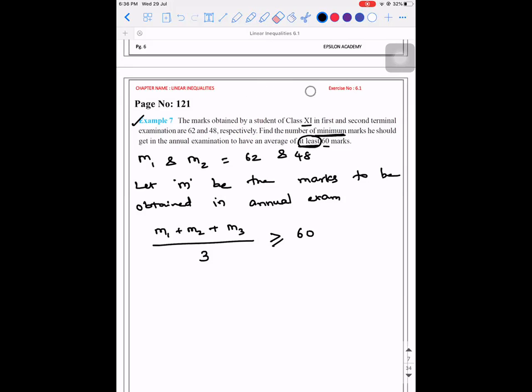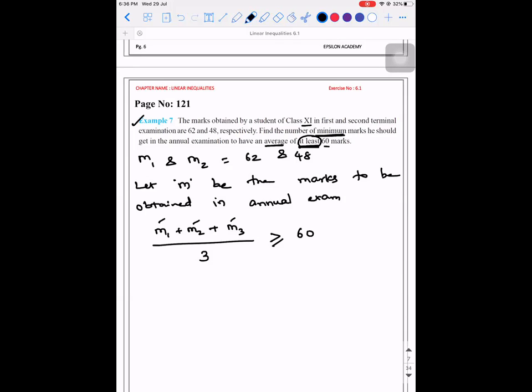Sir, the average of 62 and 40 will be equal to 60, no, sir? But they are saying at least 60, which means it should be greater than or equal to. Equal to, and it can be greater than also, but it should not be less than. That is the meaning. The sum of all the marks divided by 3 should be greater than or equal to 60.